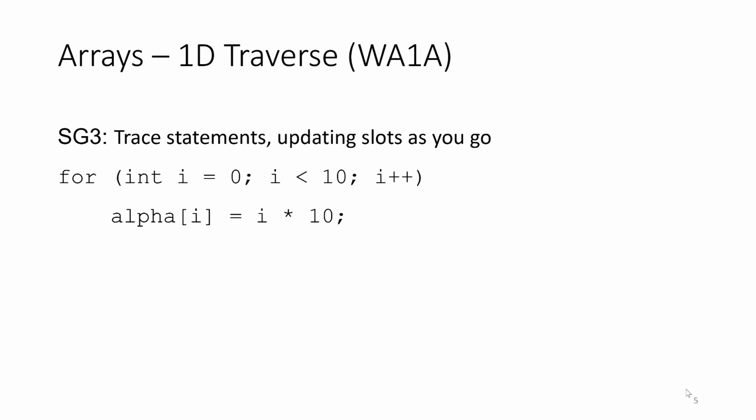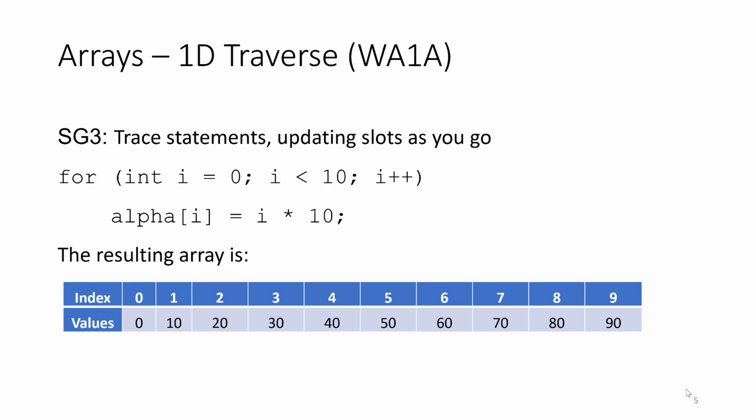Subgoal 3 says to trace the statements, updating the slots as you go. The resulting array would look like this. Alpha at position 0 would contain the value 0, or 0 times 10. Alpha at position 1 would contain the value 1 times 10, or 10. Alpha at position 2 would contain the value 2 times 10, or 20, all the way up to alpha at position 9, which would contain 9 times 10, or 90. That is the end of this worked example.